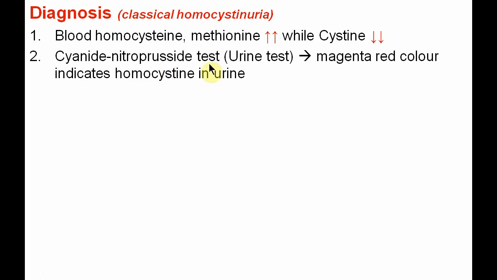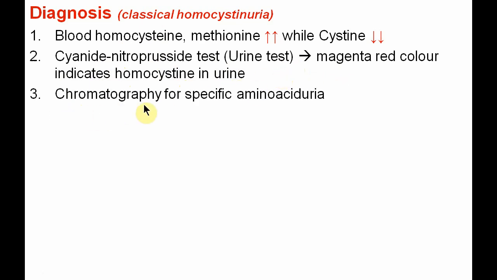The cyanide nitroprusside test is a urine test performed on freshly voided urine. It is a rapid and economical test, a qualitative test to be performed. Cyanide converts the cystine into cysteine, and the cysteine reacts with the nitroprusside to give a purple hue or magenta red color. So here the homocysteine level is increased. Homocystine is excreted in the urine and gives this test positive.